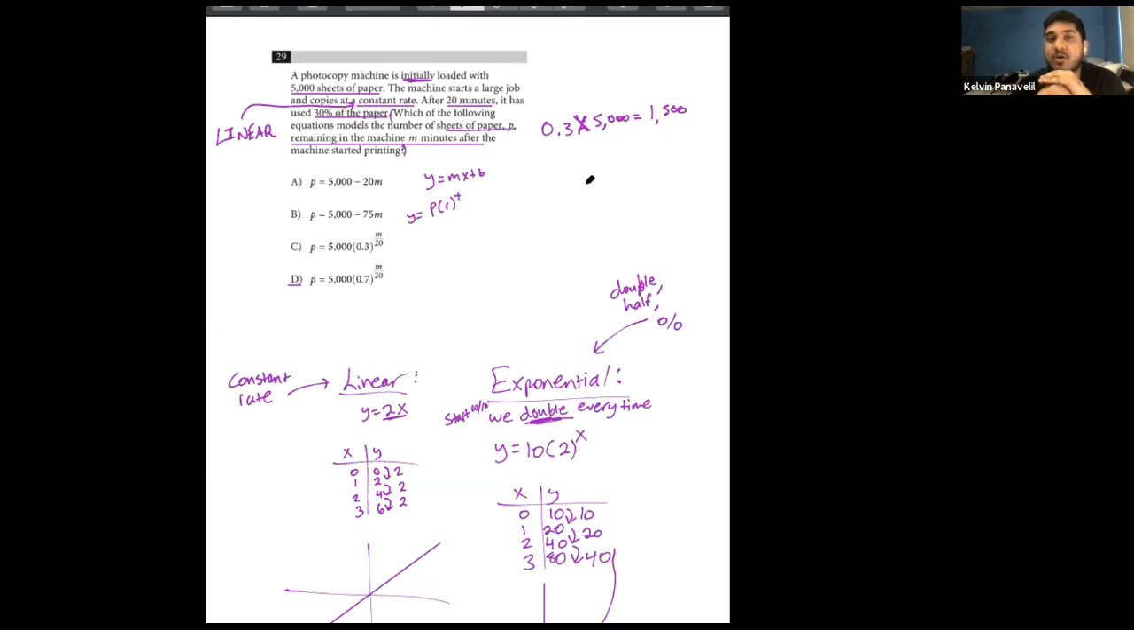So we can write that as a slope. Remember, slope is usually the amount of change in y per unit x. So that's 1,500 over 20 minutes. How much is that going to be per minute? Awesome, 1,500 papers divided by 20 minutes, which means it's going to copy at 75 papers per minute.